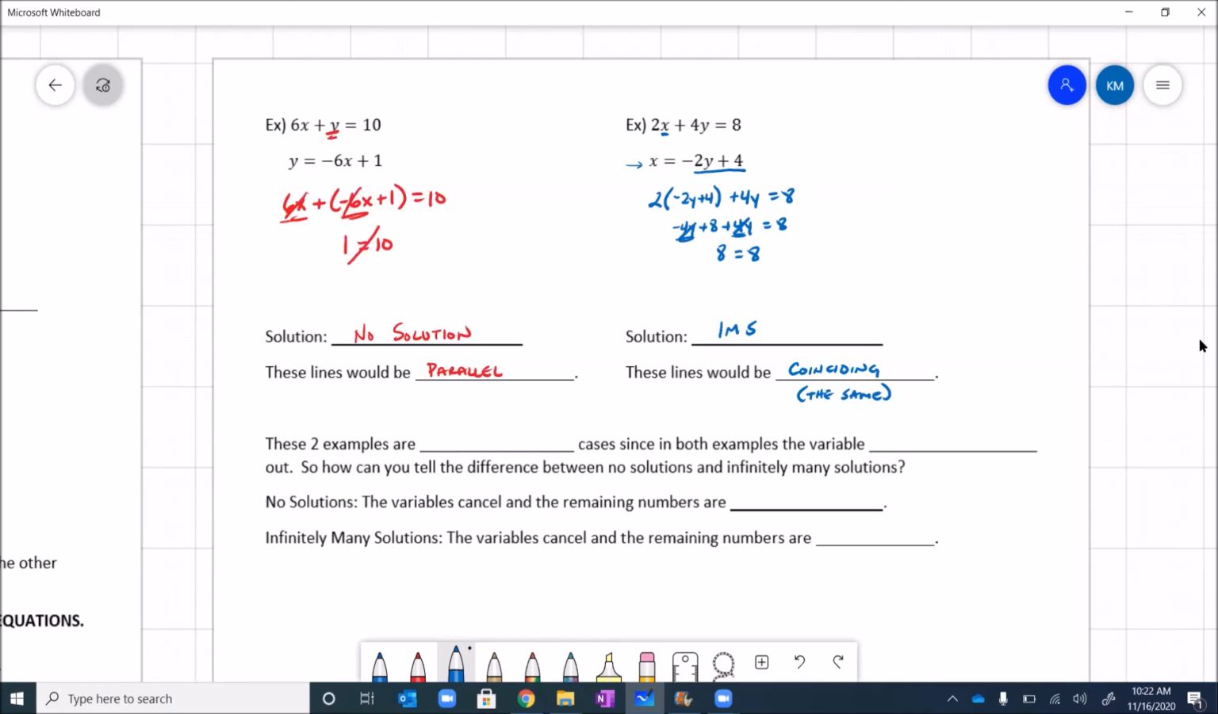These two examples are special cases, just like the ones we looked at with graphing, since in both examples the variable cancels out. So how can you tell the difference between no solutions and infinitely many solutions? Remember that with no solutions, the variables cancel out and the remaining numbers are not equal. And with infinitely many solutions, the variables cancel out and the remaining numbers are equal.